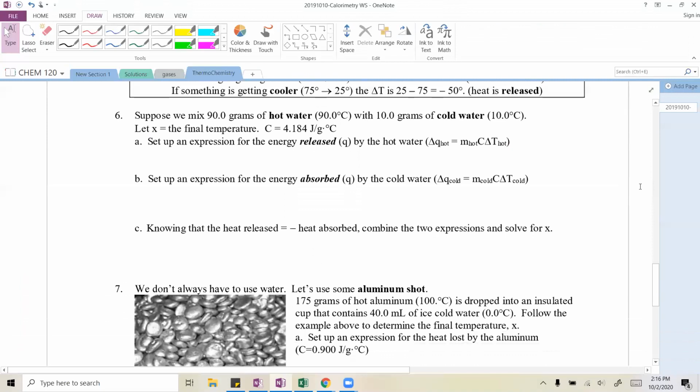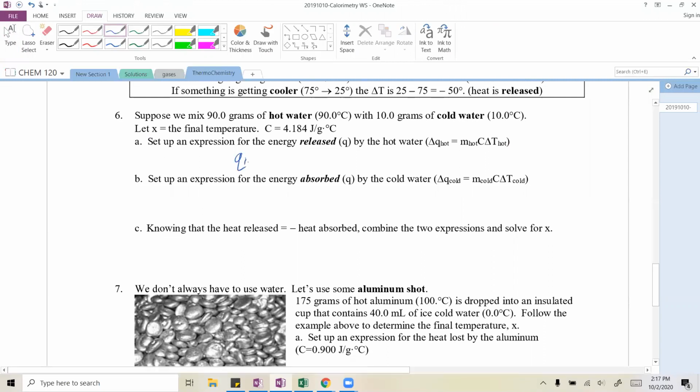So let's say that we mix 90 grams of hot water with 10 grams of cold water, right? So the hot water is at 90 degrees Celsius, the cold water is at 10. And so we're trying to find the final temperature. So what we want to do is we can set up our equation. In this case, they want to figure out the energy released by the hot water.